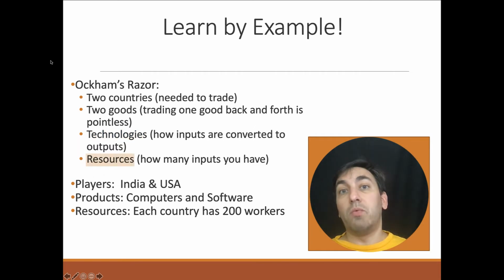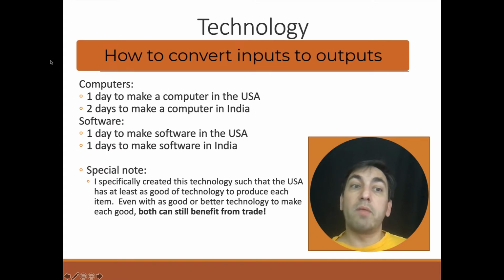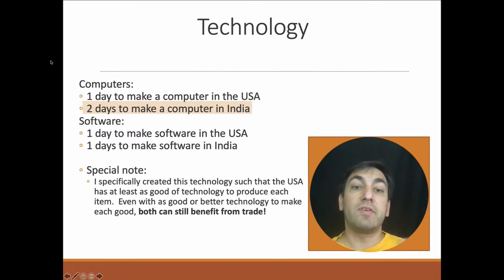So in this example, we're going to have the United States and India. They're going to make computers and software, and each country is going to have 200 workers. The technology we're going to have here: when we talk about computers, it takes 1 day to make a computer in the United States, and it takes 2 days to make a computer in India. It's going to take 1 day to make a unit of software in the United States, and 1 day to make software in India. I did software and computers because a computer is really worthless without any software, and software is worthless without a computer.